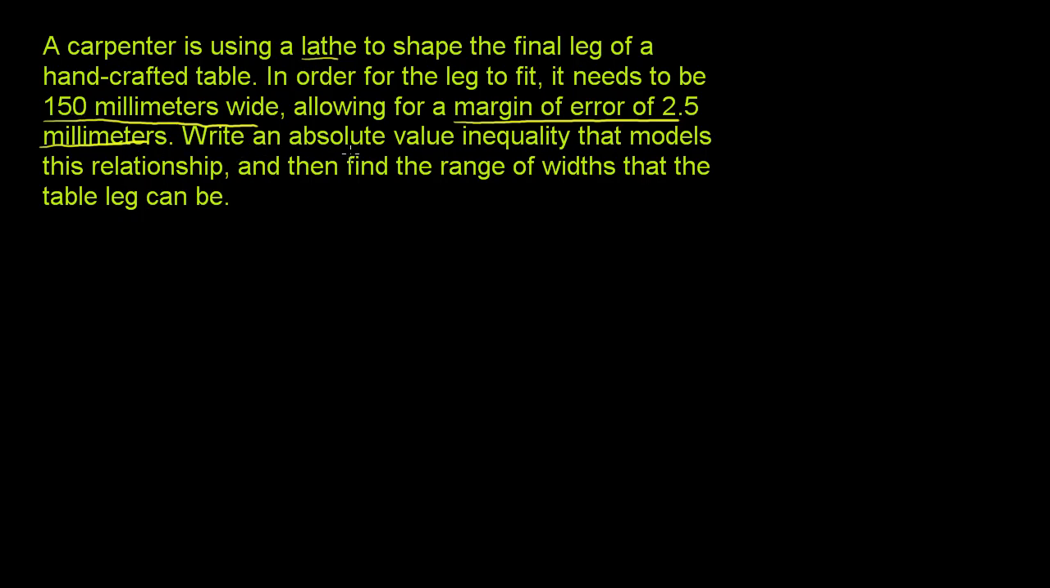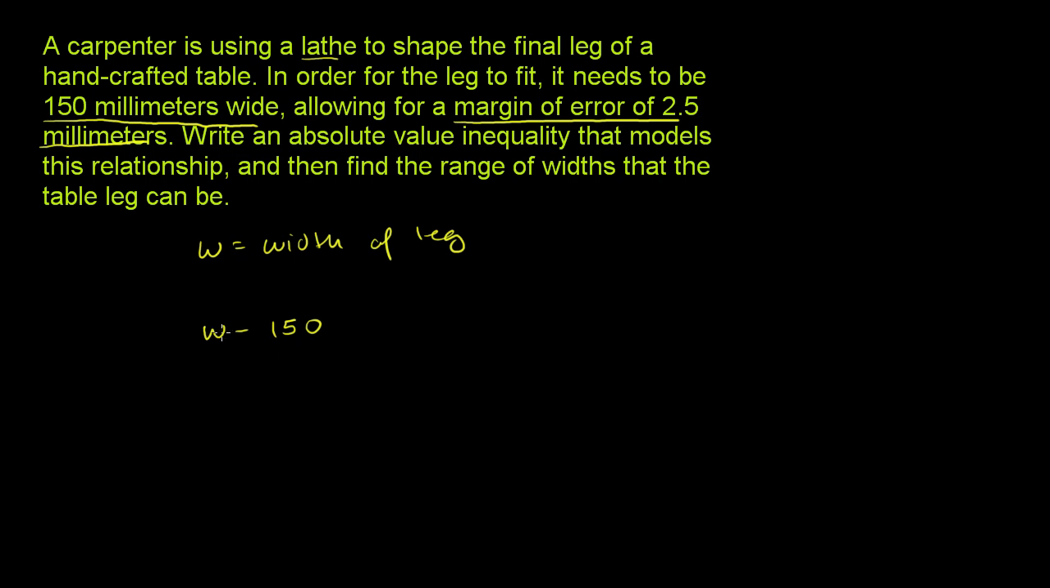Now they want us to write an absolute value inequality that models this relationship, and then find the range of widths that the table leg can be. So a way to think about this, let's let W be the width of the table leg. So if we were to take the difference between W and 150, what is this? This is essentially how much of an error did we make, right?